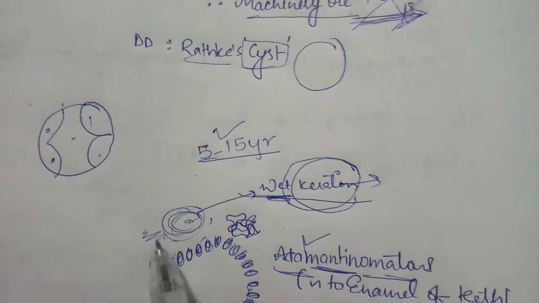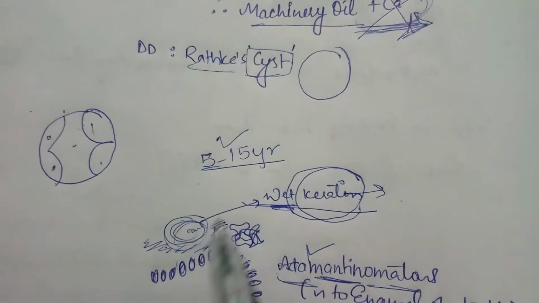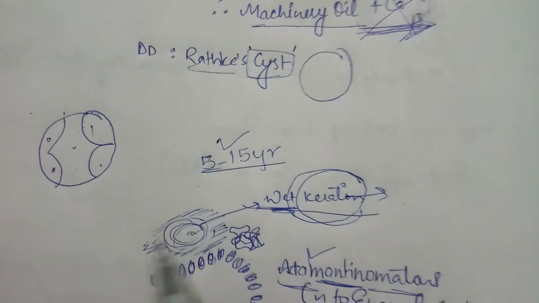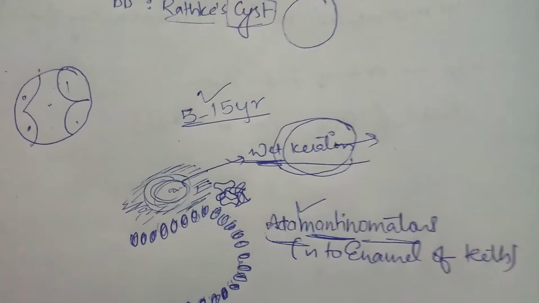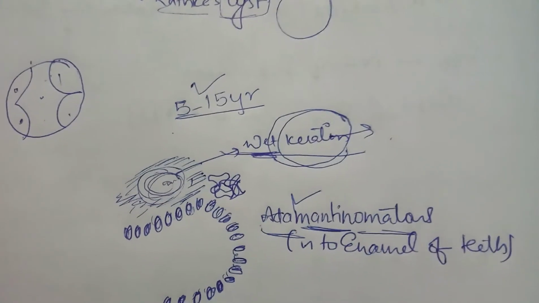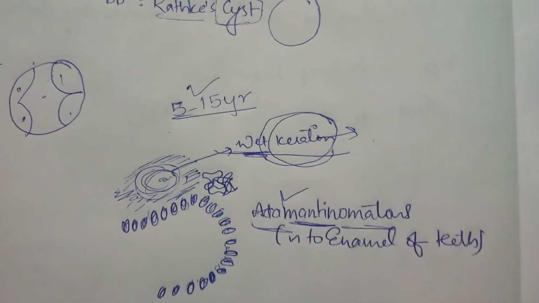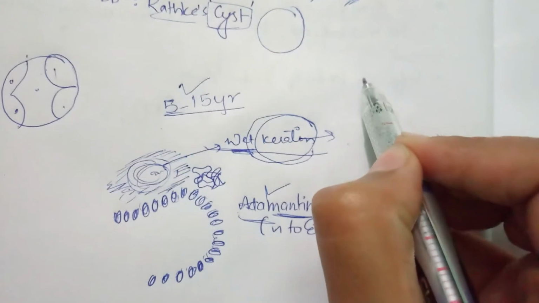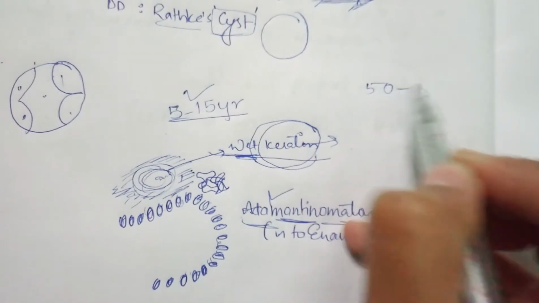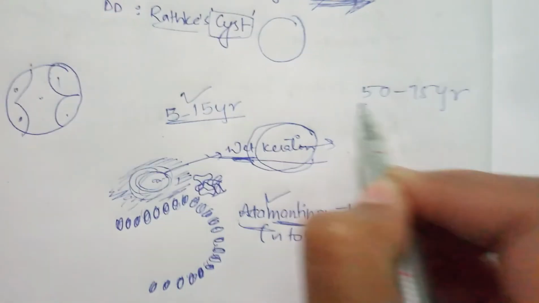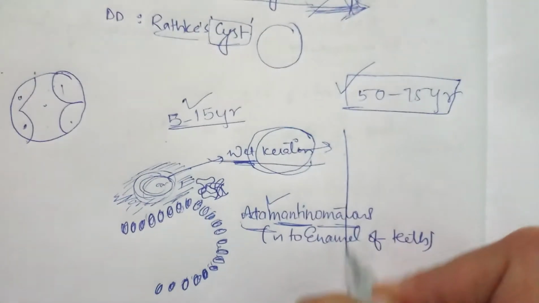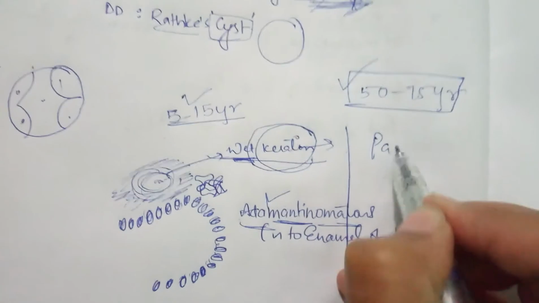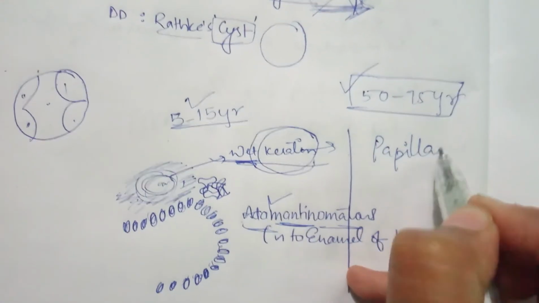On histopathology, it looks like it is suspended in some kind of liquid. It's in liquid form. So that's why it is called wet keratin. And another age group we have is 50 to 75 years of age. So what is the difference? In that age group, histopathologically, it consists of a papillary pattern.